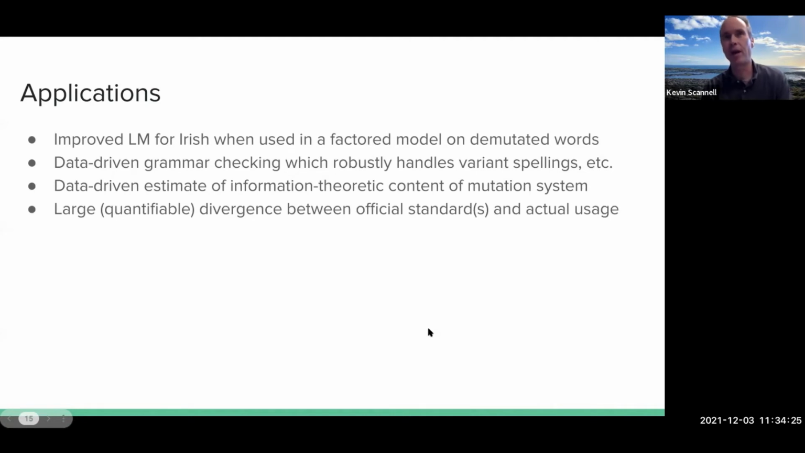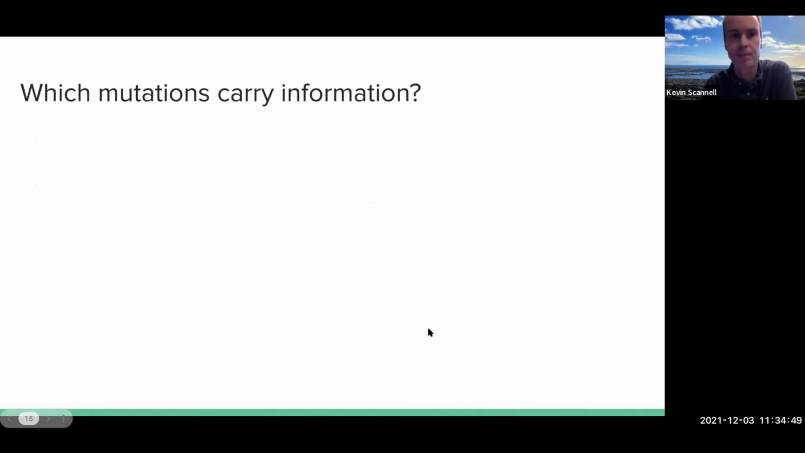And what I thought was really fun to look at was the divergence between the predictions that are made using the official standard and what you actually learn from a corpus of actual usage. The 50 million words that I trained on is mostly crawled from the web, so it's real people using their language online, and there's some divergence there. So you can estimate the amount of information carried by mutations, but you can also actually figure out which ones carry the most information.